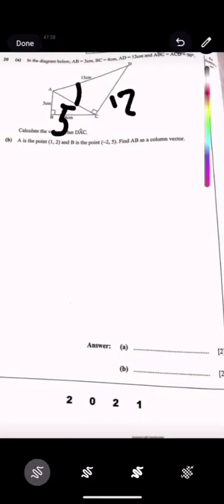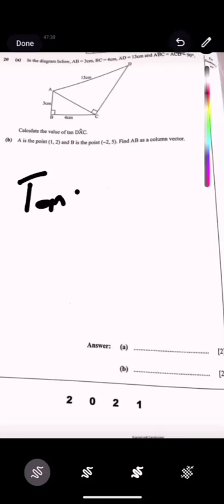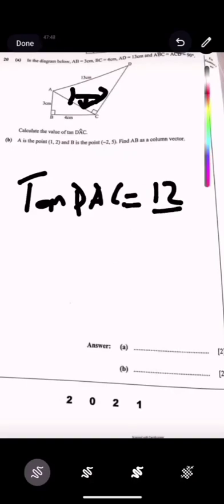So we want this: tan DAC. This one, which is this, tan is opposite over adjacent. Opposite, which is 12, over adjacent, which is 5. Remember there's a 5 here and there's 12 here. So tan DAC is 12 over 5. This is the answer we put here, 12 over 5.